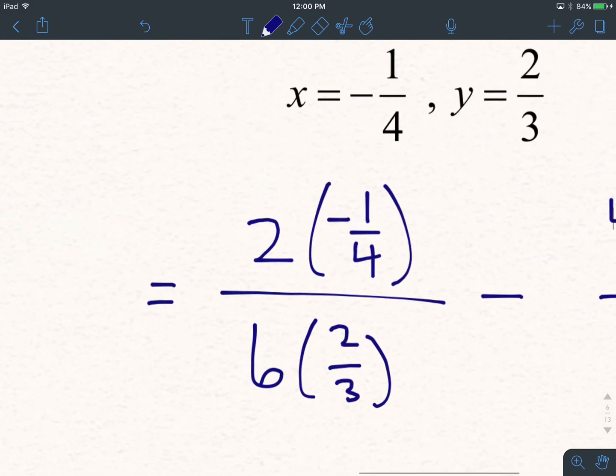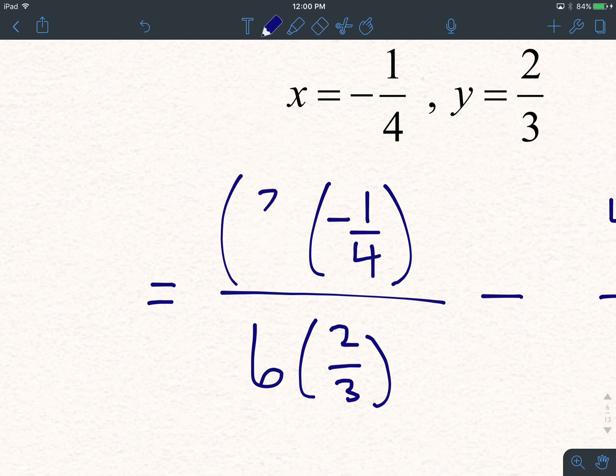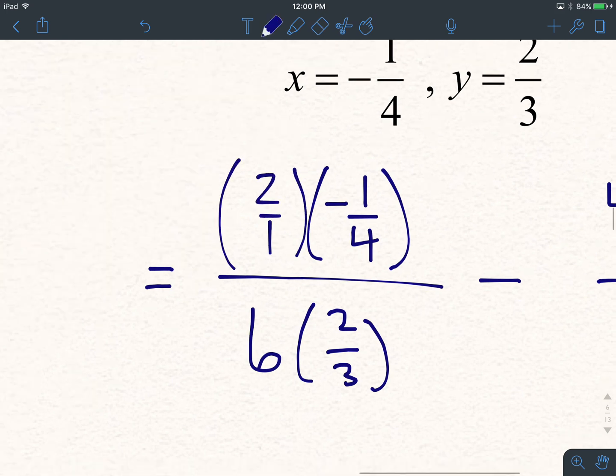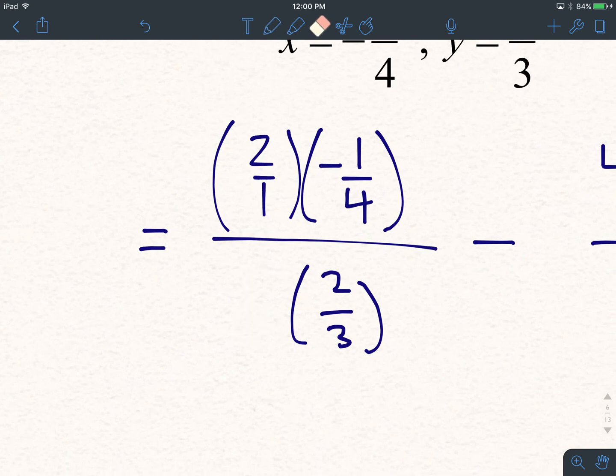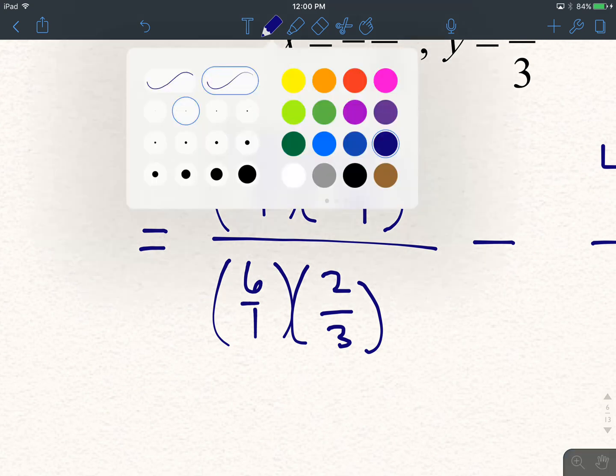So as I look at this, though, I realize that as before, I would not just write that as a 2. I'm going to write that as a 2 over 1, and I'm going to write that not just as a 6, but a 6 over 1. Visually, I think this is a little bit easier to see. Let's do a little bit of reducing here if possible, and it is possible.